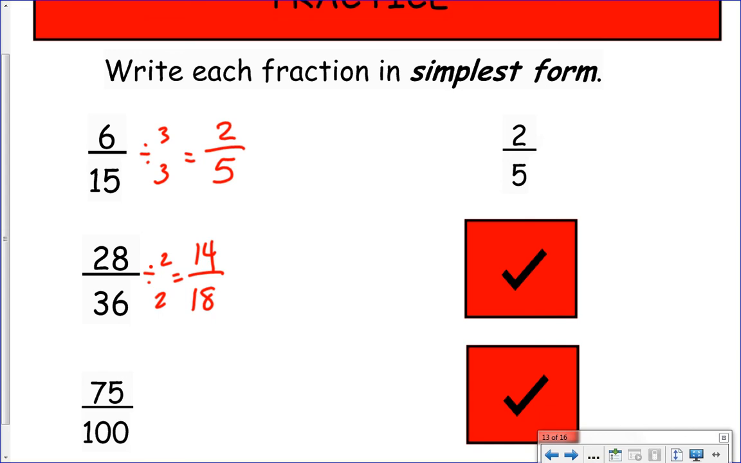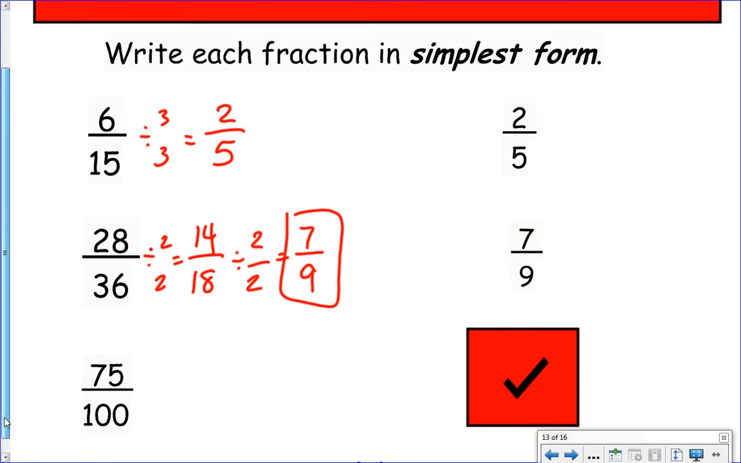Now, since I've got even numbers still, I can probably still go by 2's. Obviously, if you find a bigger number in common, then you go with that. But if you don't, or you don't know how to do that, then just go with what you know. Start with 2's. All right, so 14 divided by 2 is 7. 18 divided by 2 is 9, and I have 2 prime numbers, so I can't go any further.